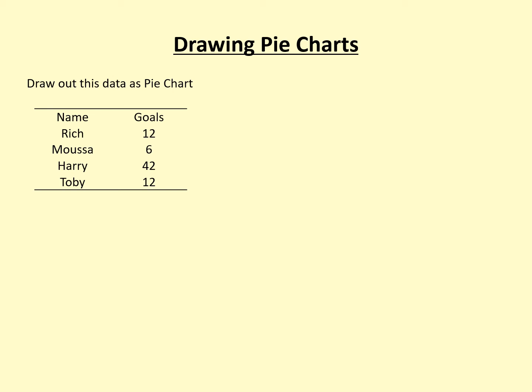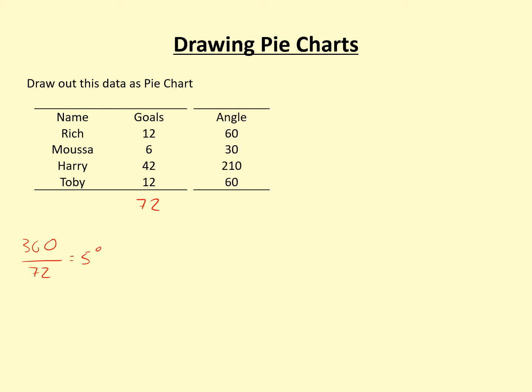Okay, so what we should do first of all is work out the angles for each of them. So remember, we would need to work out the total amount of goals that were scored. I think on this one it was 72. And then we'll say, well, that's 360 degrees, divide that by 72, gets me 5. So we're then multiplying each of these by 5. So we just put those up there.